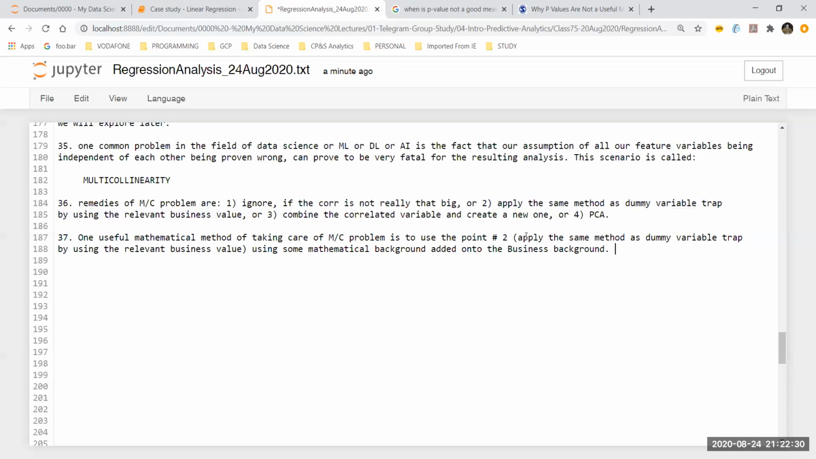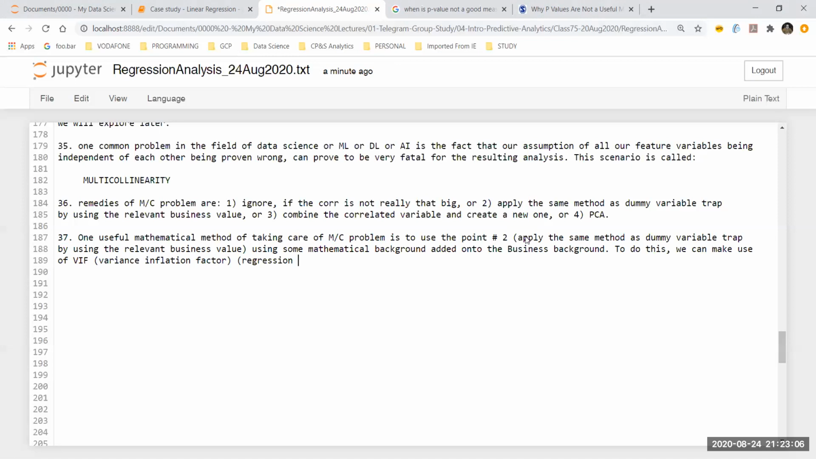So what I mean by that is, I know I have to take a decision based on my business background only, but why not improve my business knowledge-based decision making with some math? To do this, I'm going to introduce a new term. We can make use of VIF, otherwise known as variance inflation factor.